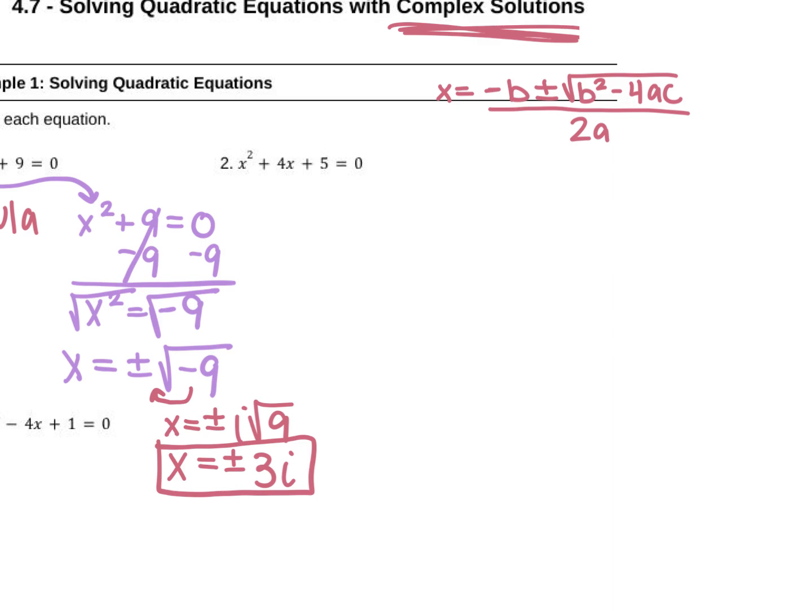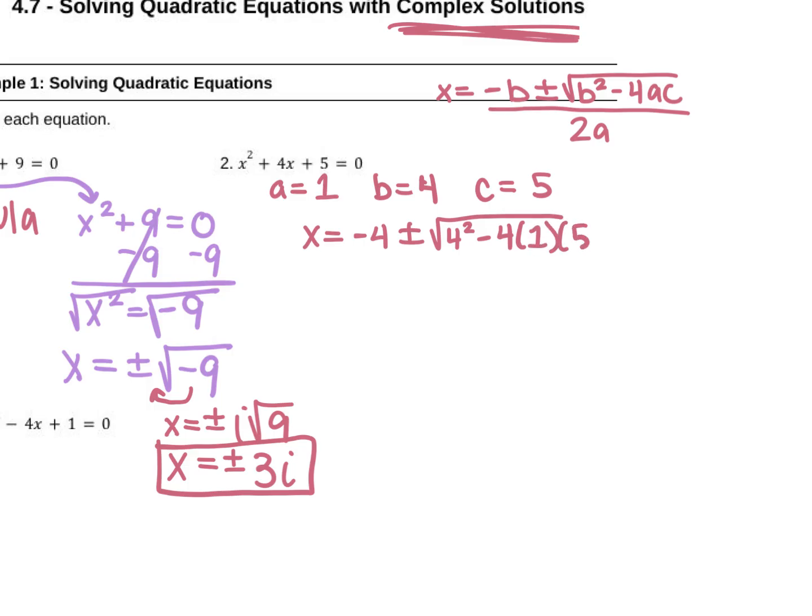So let's put our a, b, and c in there. What's my a value? 1. What's my b? 4. What's my c? 5. So we're going to plug it into the formula. Negative 4 plus or minus the square root of 4 squared minus 4 times 1 times 5.